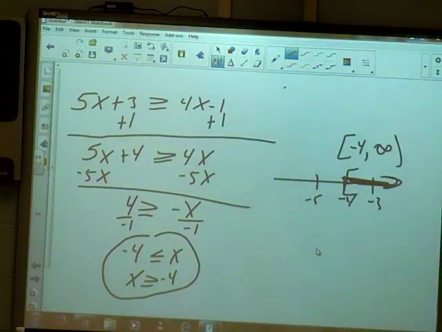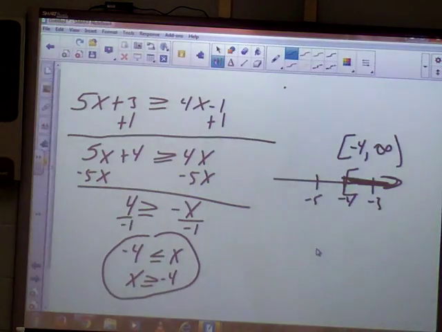Can't touch this. That's pretty cool how my number line flew.